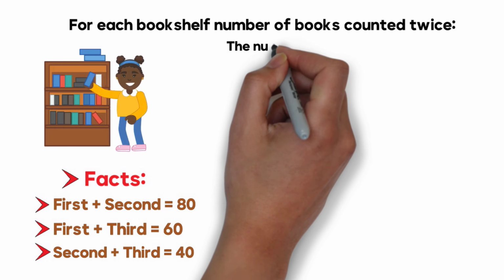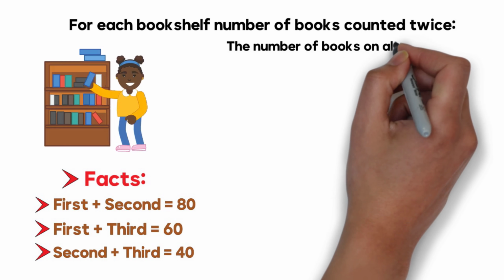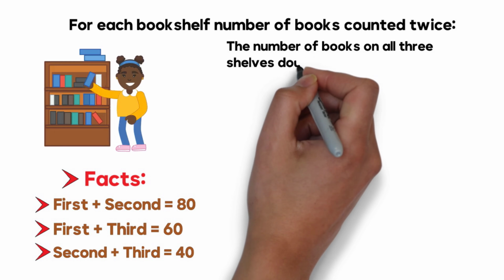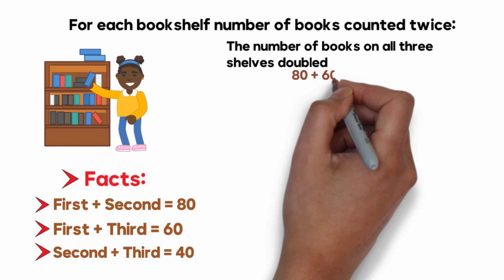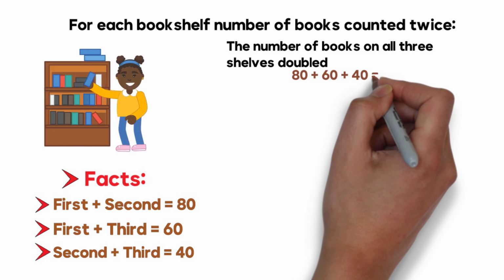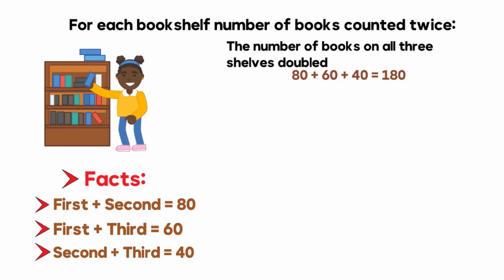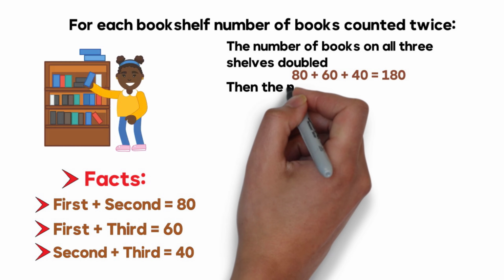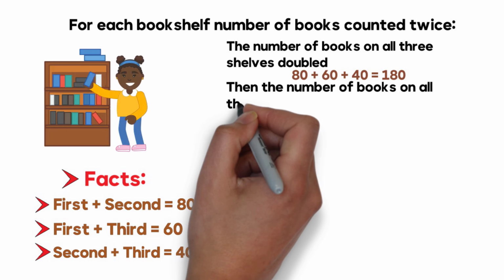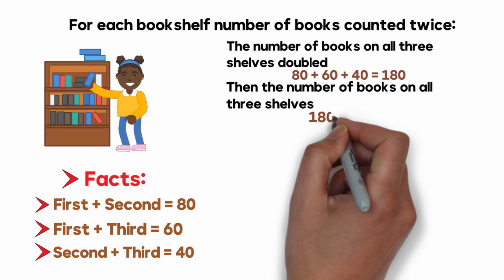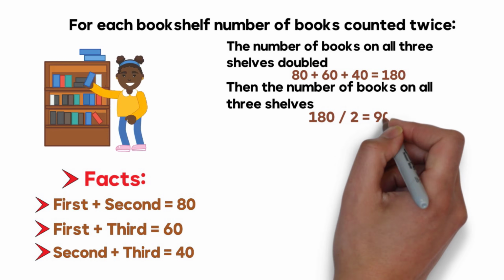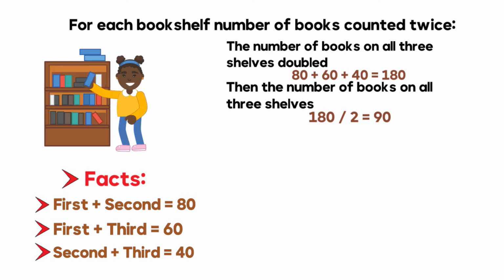So what we can do here is calculate the doubled number of books on all 3 bookshelves. We can do it by adding up 80 plus 60 plus 40, and the result will be equal to 180. Because 180 is the double number of books, we can calculate just the total of books on all 3 shelves by dividing 180 by 2, and the result is 90. And now we can calculate the number of books on each and every shelf.